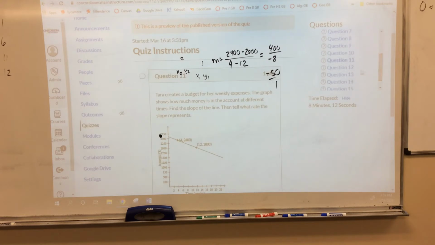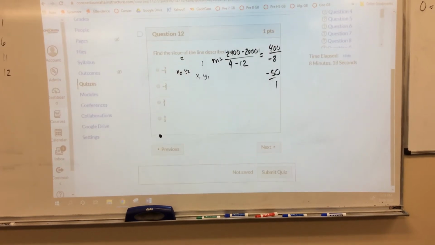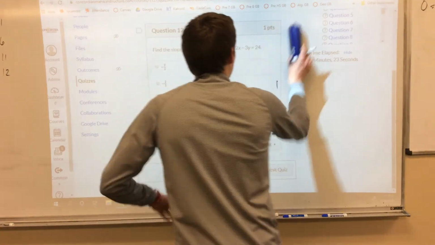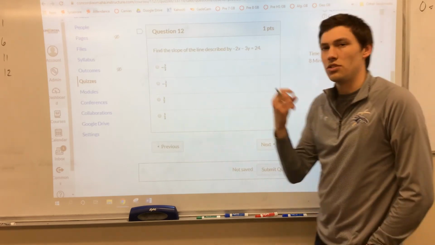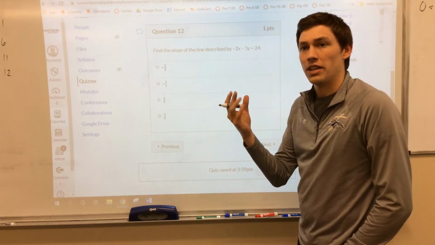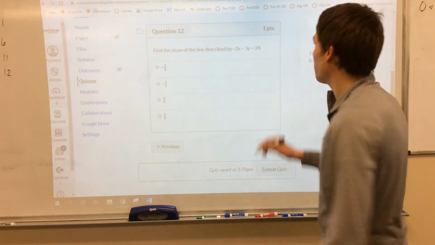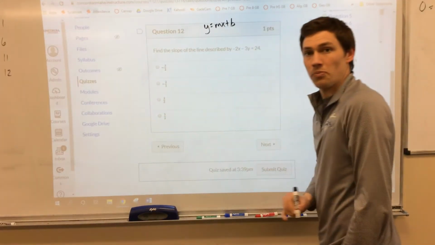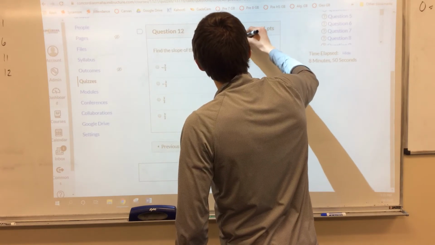Lastly, number 12. Last part of your homework is going to look like this. Find the slope of the line described by that equation. In this case, we can do this two ways. We can put this into slope-intercept form, or we can find the intercepts and find the slope from that. I'm going to show you both. First, I'm going to put this into slope-intercept form. Remember, slope-intercept form is y equals mx plus b. m is my slope, b is my y-intercept.